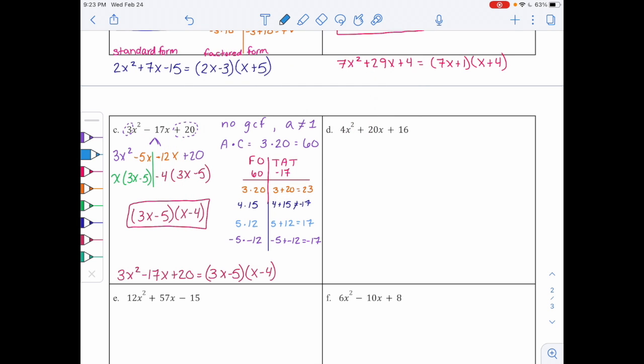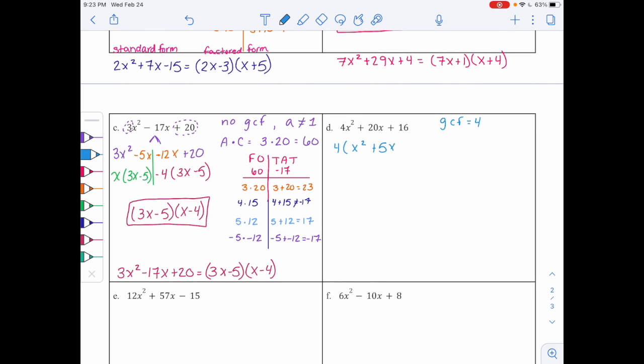D. Gotta look for my dear friend greatest common factor, 4x squared plus 20x plus 16. There is a GCF of 4. I'm going to take that GCF out and I'm going to be left with 4 times the quantity x squared plus 5x plus 4. Now hold up. A equals 1 now, right? There's a 1 in front of my x squared. I can use FOTAT. I don't need to use AC. I don't need to split the middle. You could, but it's unnecessary.